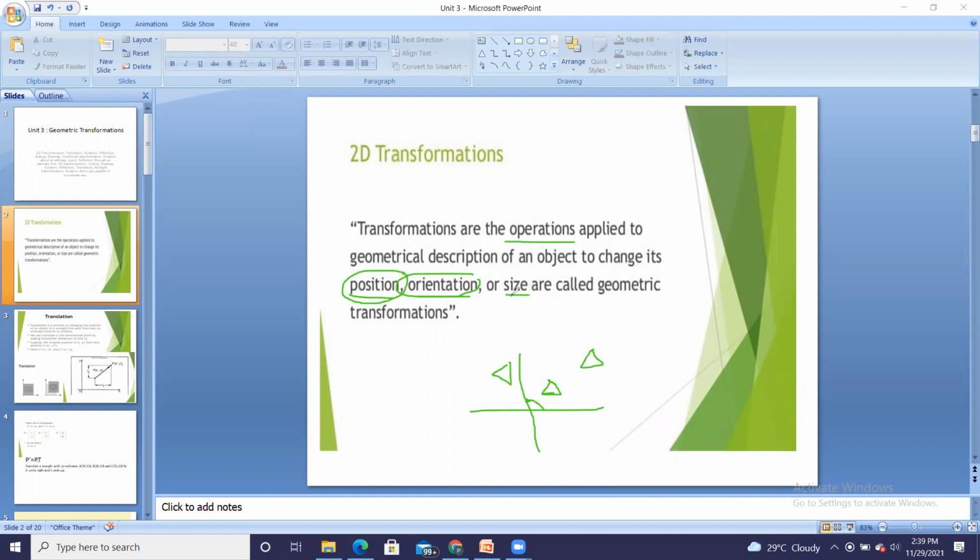And the third is when the size is changing, when I perform scaling on it. So this is your original triangle and I want to double it. Now the size of the object is changing, but the shape of the object remains as it is in the case of uniform scaling. We will see the types of scaling in detail, but for the time being, remember it whenever it comes.